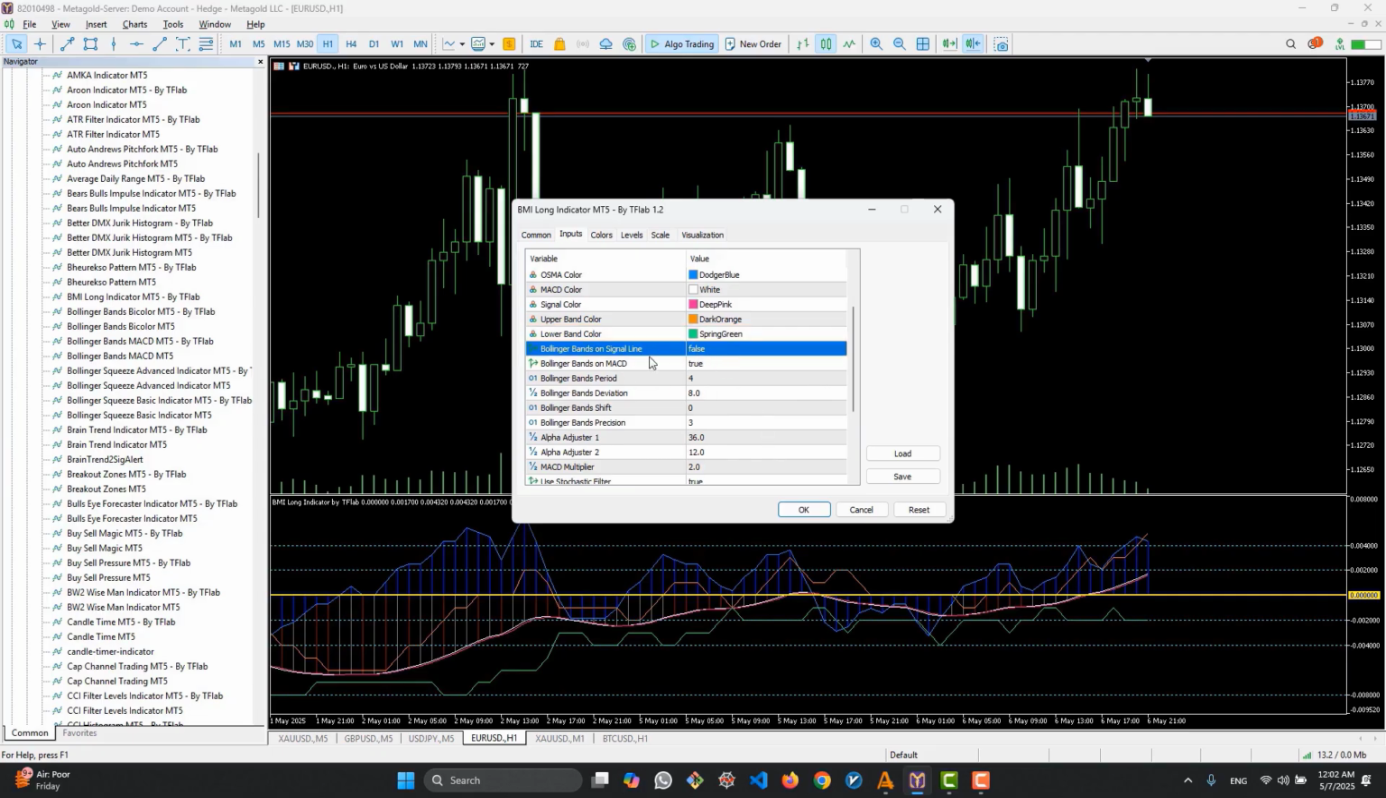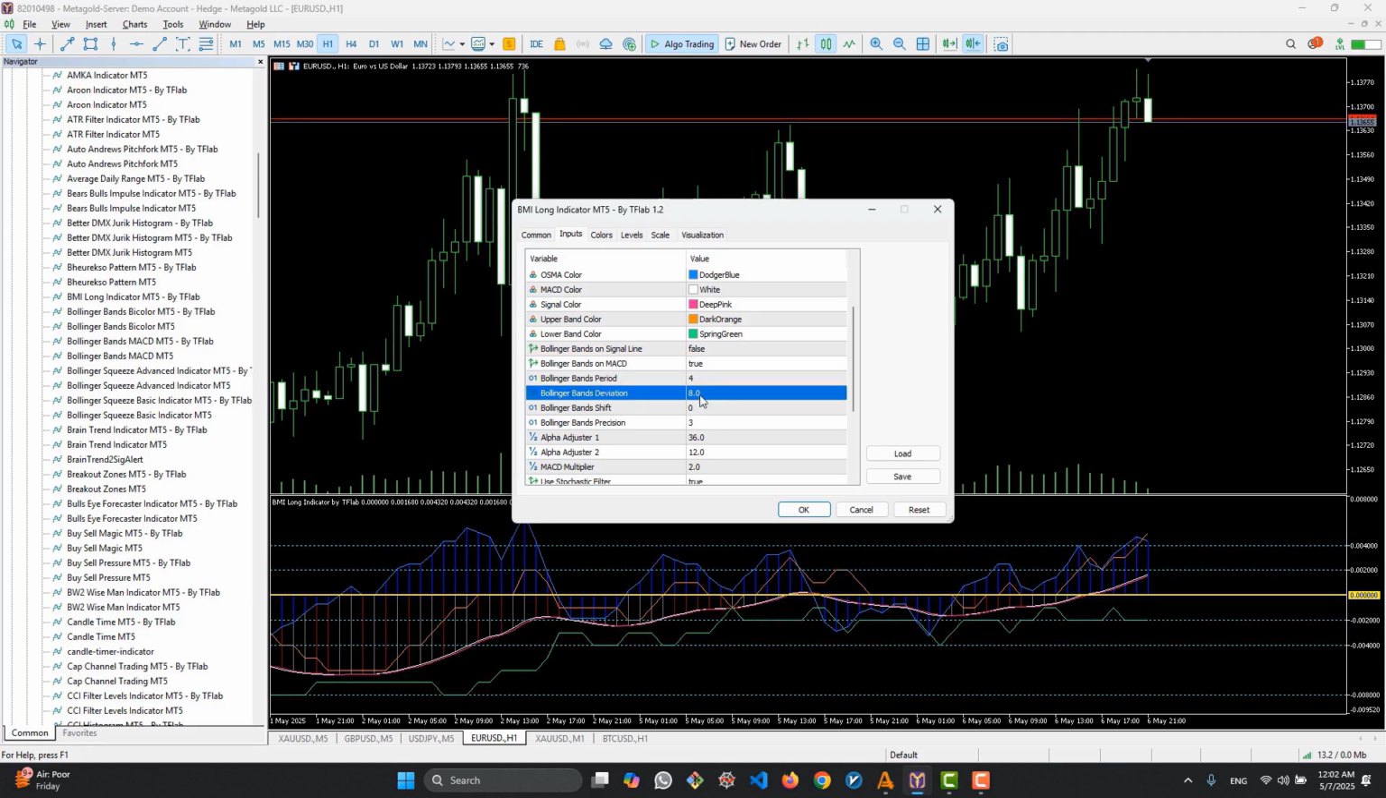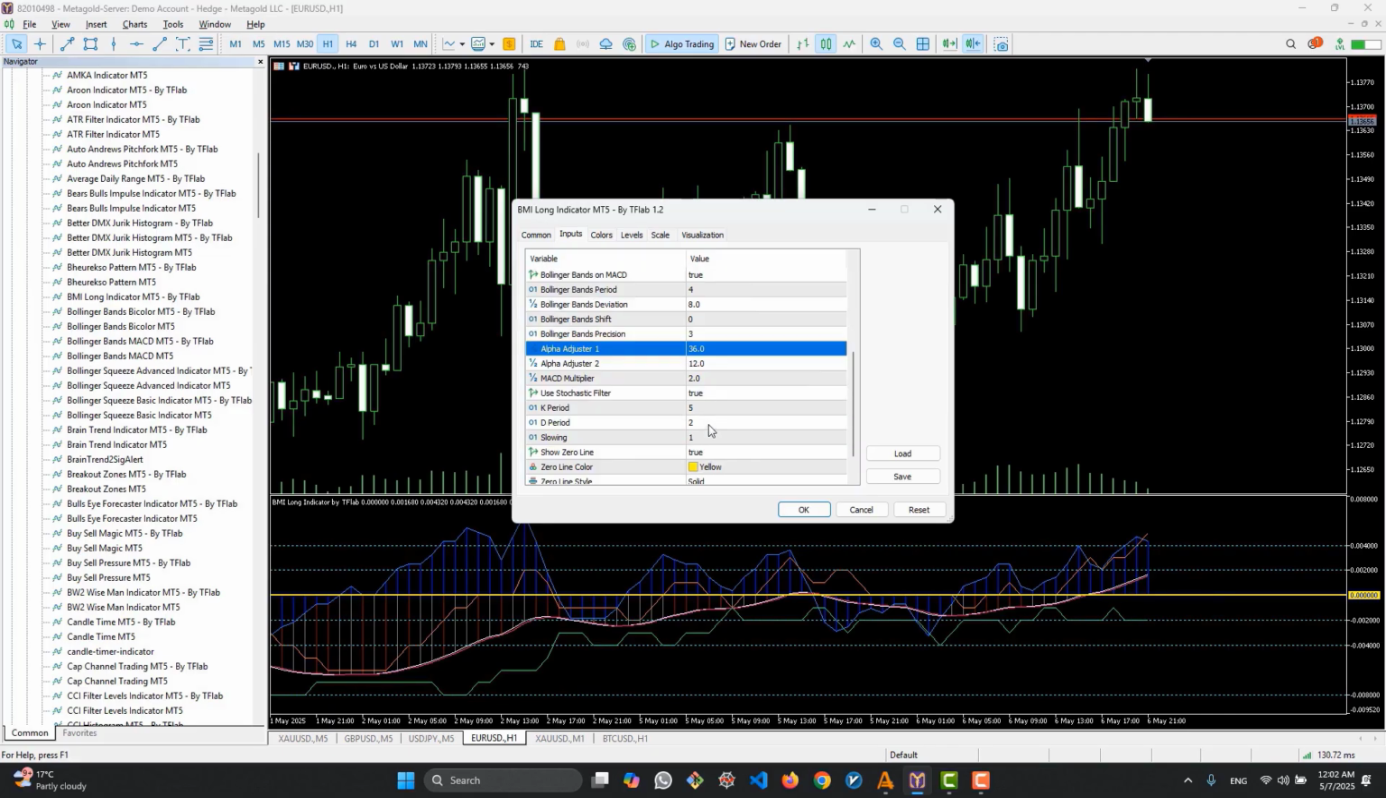The next option gives us two choices here. We can specify whether our Bollinger Band calculation should be based on the signal line or the MACD line, or if both are set to true, it can be applied to the average of the two. In the next option, we specify the period of the Bollinger Band, its deviation, its shift, and we can also set the calculation precision here based on the number of decimal places.